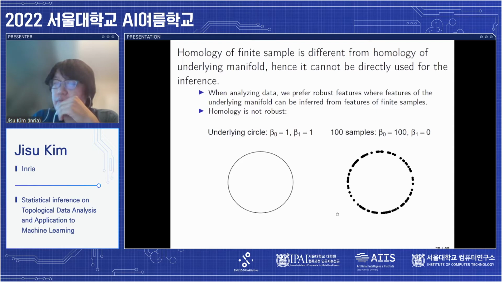But suppose you have observed 100 points from this circle, then you will have 100 connected components and 0 loops, because when you have finite points, it is not possible to form a loop. So no matter how many points you observe from the data, you'll never be able to recover this loop structure.